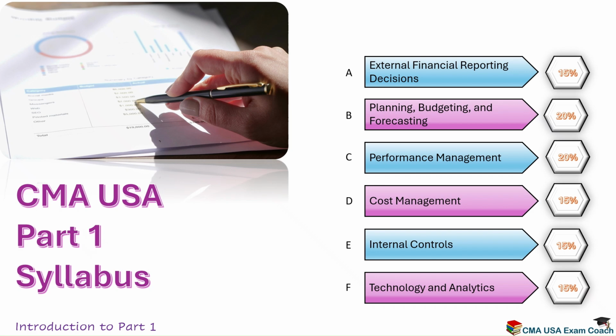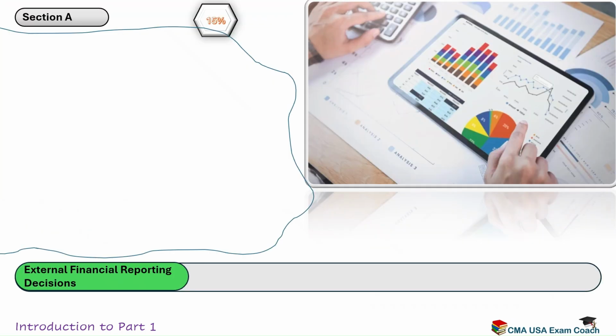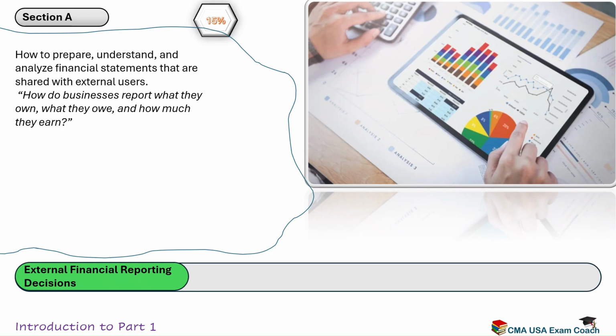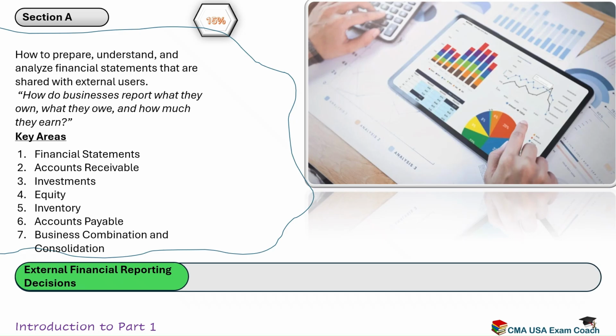Now that you know the overall structure of Part 1, let's begin with Section A, External Financial Reporting Decisions. This section is the foundation of your accounting knowledge. It teaches you how to prepare, understand, and analyze financial statements that are shared with external users, like investors, creditors, and regulators. In simple words, Section A helps you answer one big question. How do businesses report what they own, what they owe, and how much they earn? Let's go through the key topics you'll study in this section, one by one, in a simple, easy-to-understand way.